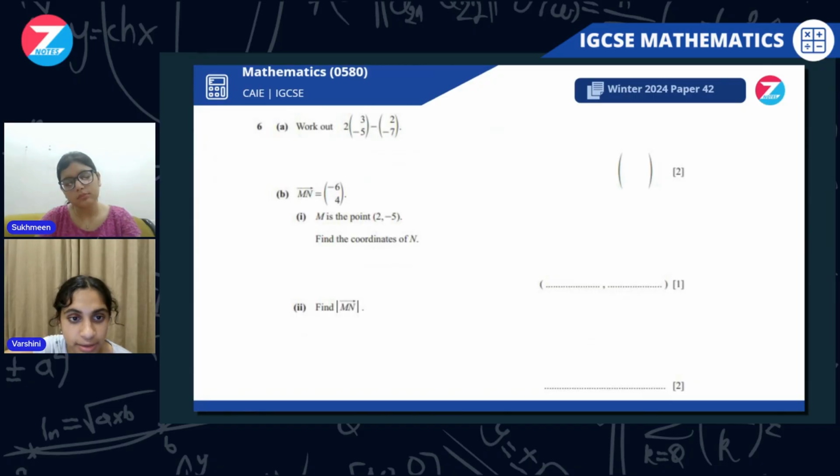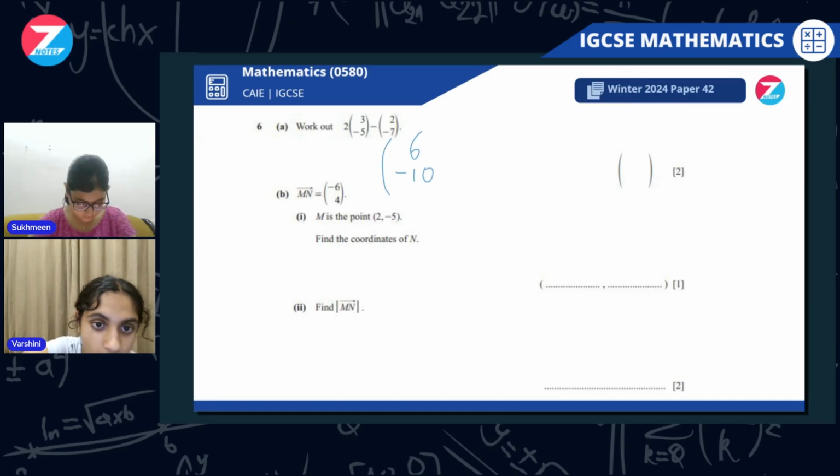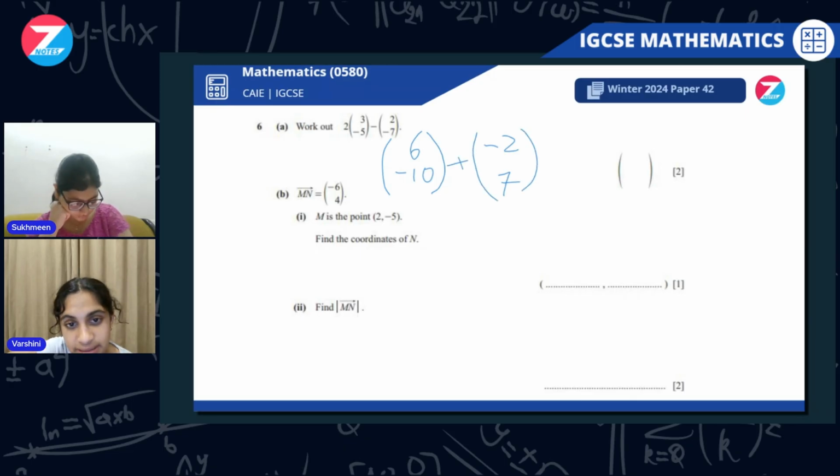6a, work out 2 into the vector 3, minus 5, minus 2 into the vector minus 2, minus 7. So we know that for vectors, when you multiply them with a number, both these values get multiplied. That's going to be 3 into 2, which is 6, and minus 5 into 2, which is minus 10. Minus, and remember now this minus sign is going to get multiplied with both of them. So it's going to be minus 2 and minus 7, which is just 7. We can add a plus sign here. So that's going to be 6 minus 2, which is 4, and minus 10 plus 7, which is minus 3. And you can also put this in your calculator to double check.